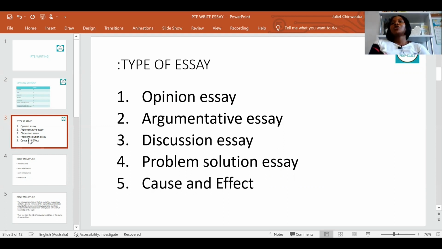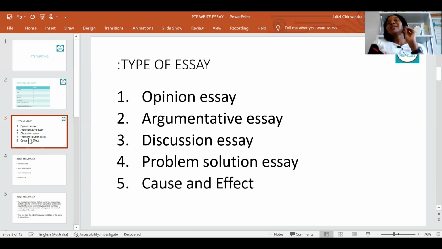They will have the problem solution essay, where they might say, maybe in 2022, the coronavirus will shut down the world. What do you think would be a problem? Give a problem, as in provide a solution. Those are the kind of questions that fall under problem solution essay. They will have cause and effect.